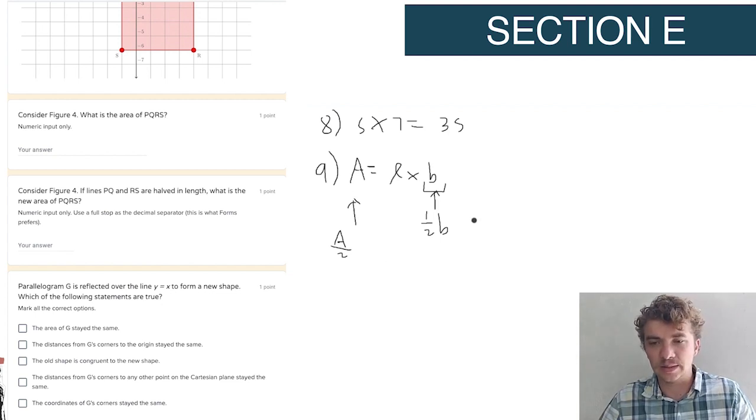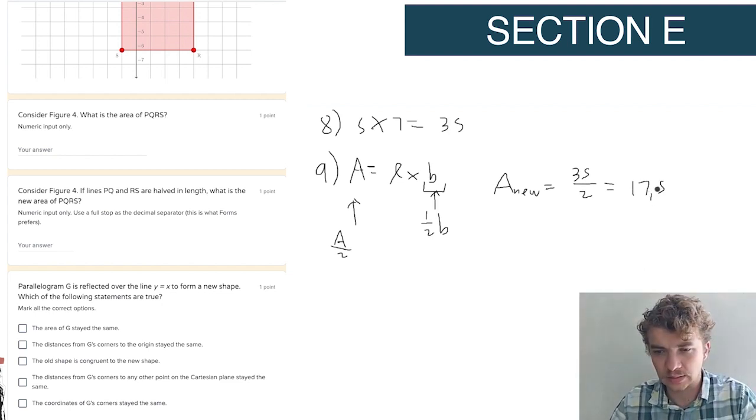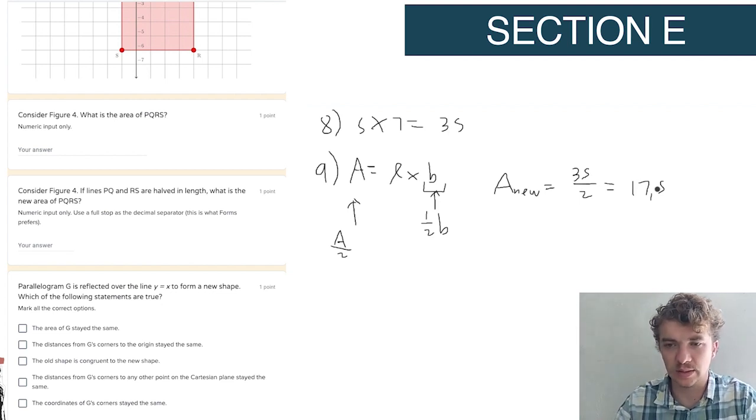So that means the new area is just 35 over 2, which is equal to 17.5. Okay, so the answer is 17.5. Just note that you need to use a full stop for the decimal separator. That is what Google Forms prefers.